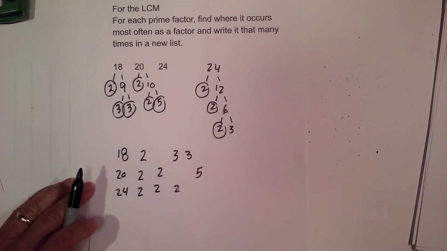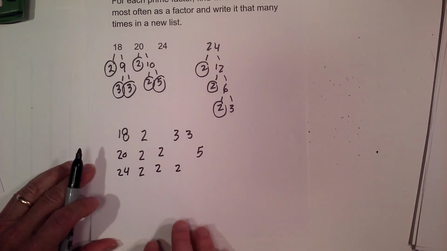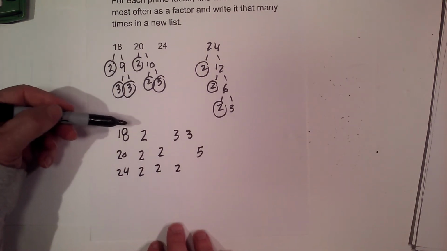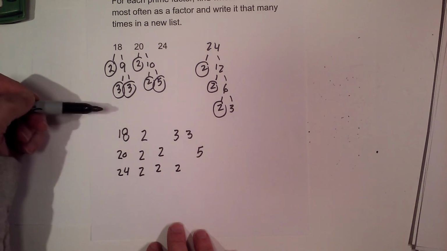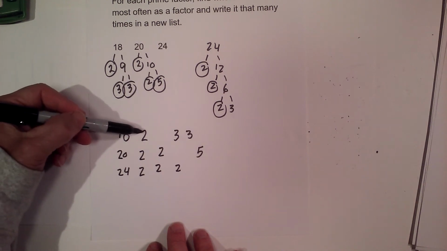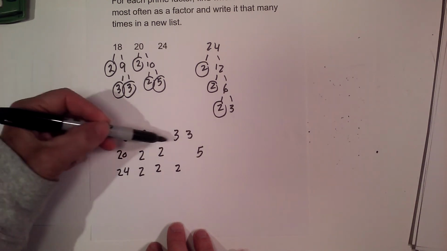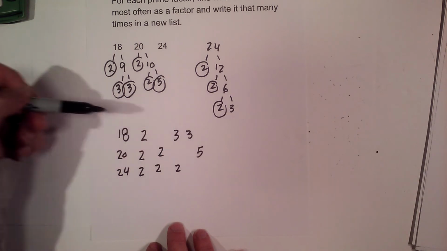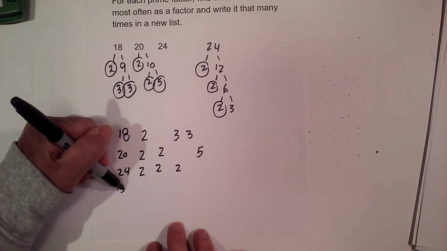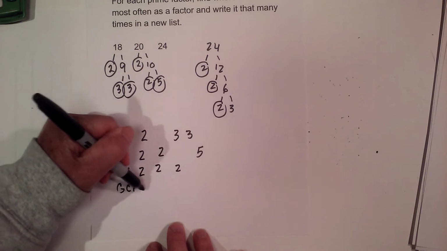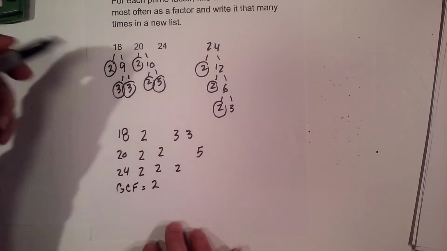So now for the GCF, this is all you do. You have to have the same prime numbers in all 3 of the numbers you're trying to find the GCF for. So 2 qualifies, 3 is only in 1, 5 is only in 1. So the GCF, that's pretty simple once you have the factor trees, equals 2.